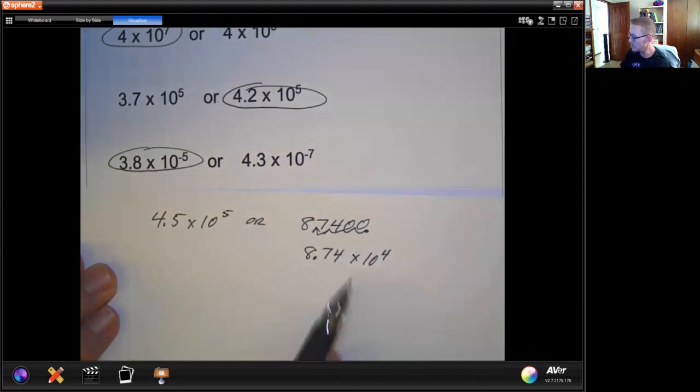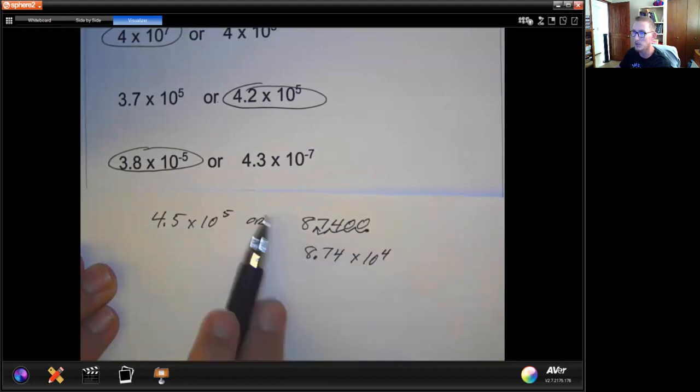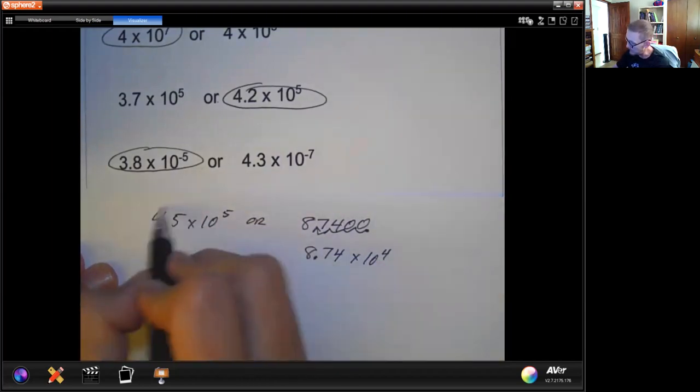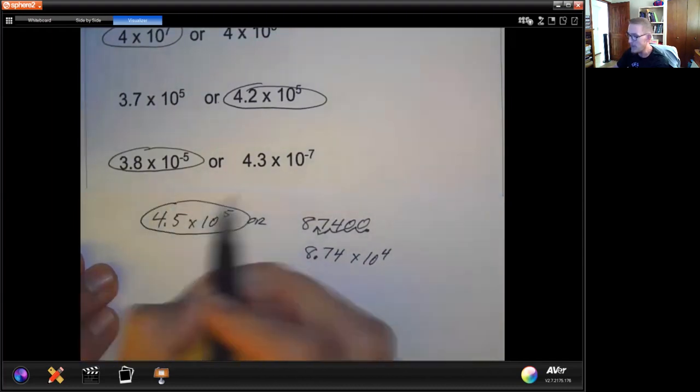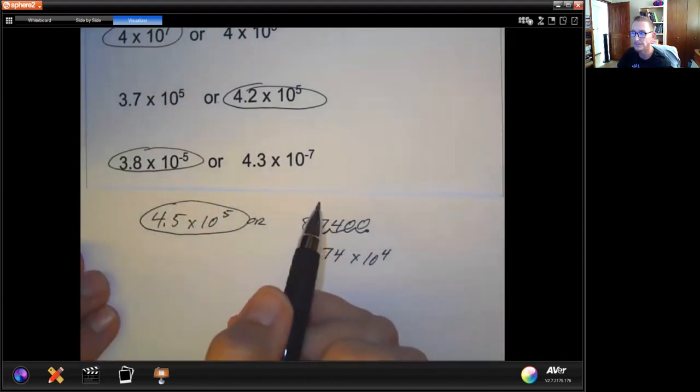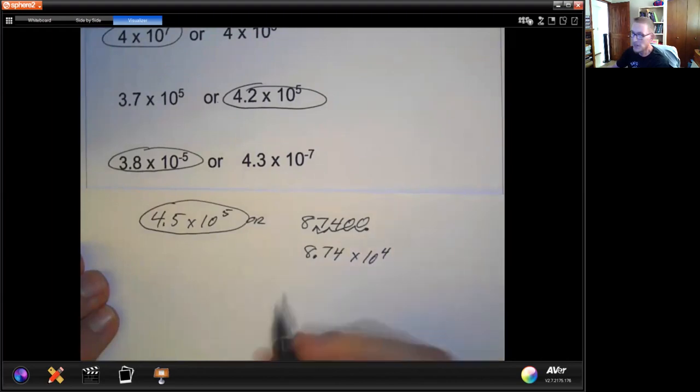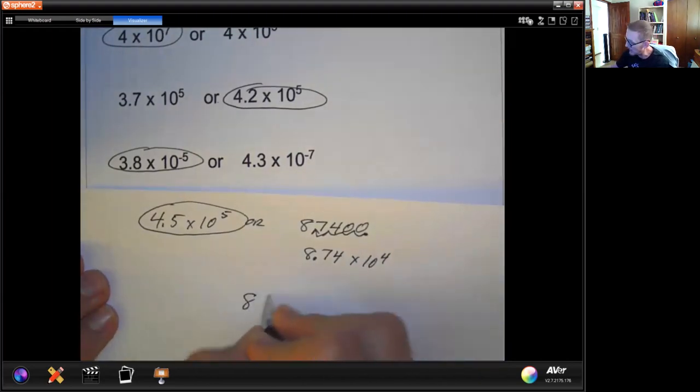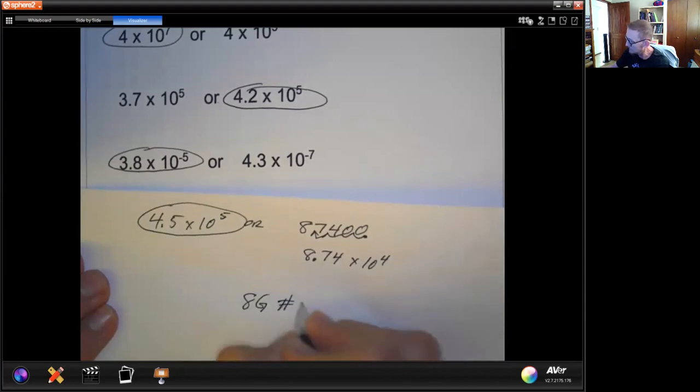Well, which one of these is now bigger? 10 to the 4th or 10 to the 5th? 10 to the 5th is the bigger exponent, so that's going to be your bigger number. All right. Comparing the numbers, comparing how big they are, is going to be IXL 8G number 2.